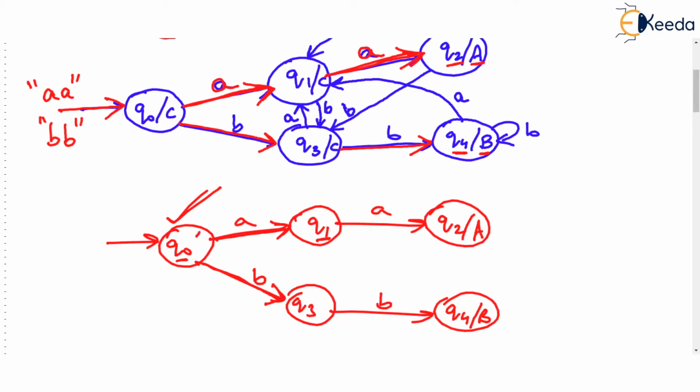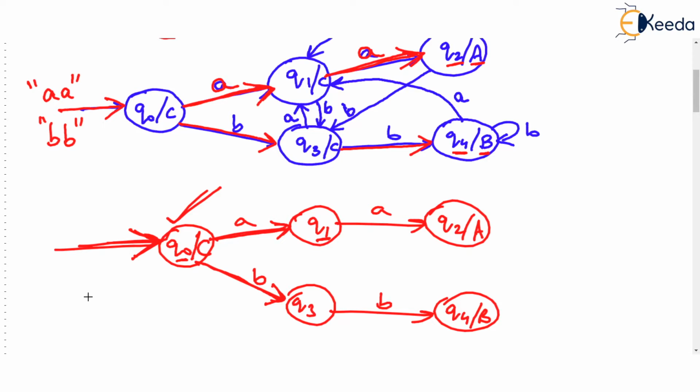What should be the output? Remember, output is associated with every state in a Moore machine. Now, this is just the beginning of the machine. So we should say that the output should be C, because at this time, the input doesn't end with AA, neither does it end with BB. I hope you are understanding.